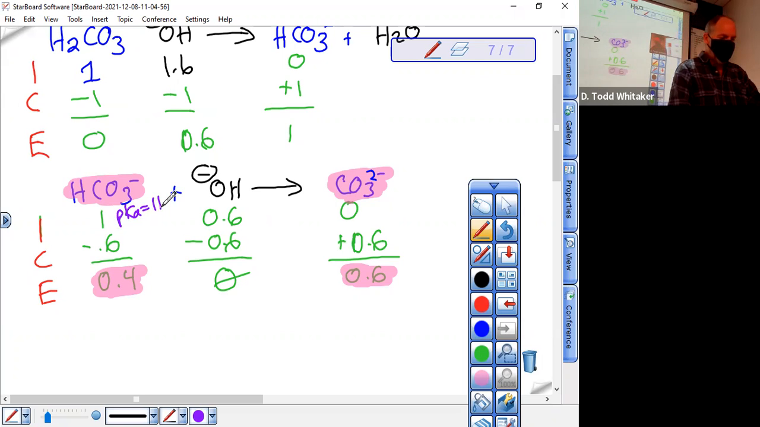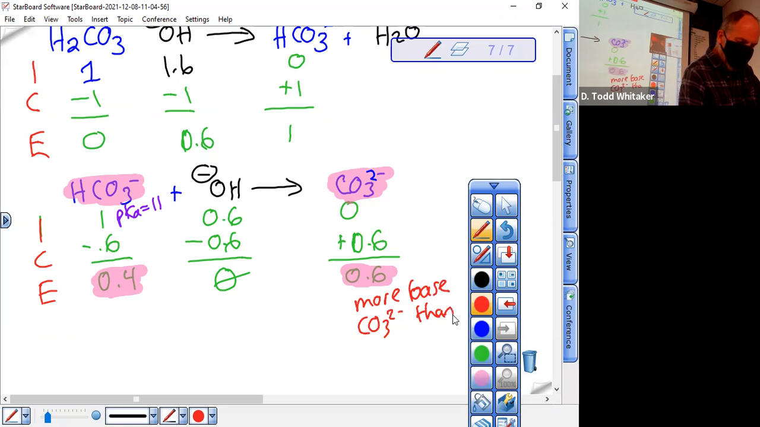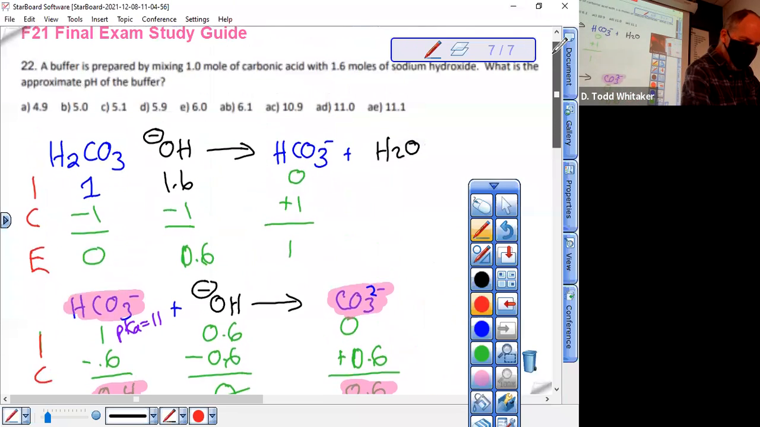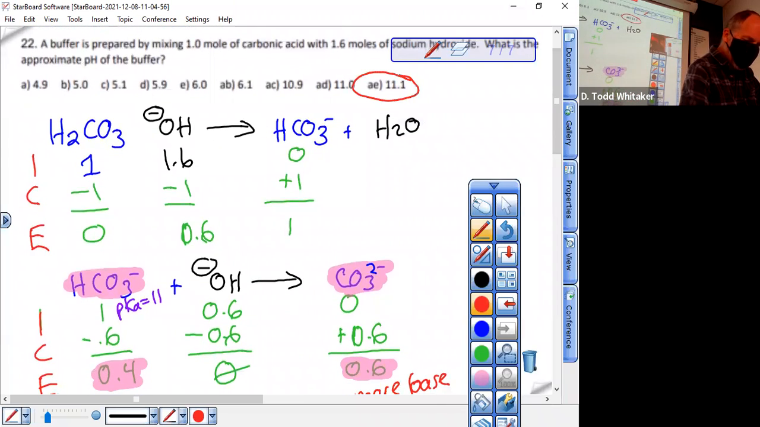Are we above or below 11 is a simple answer. We have more base, that's CO3 2 minus, than acid, HCO3 minus. pH equals pKa up. So I want to go a little higher than 11. And is that one of my answers, 11.1? It is. It's the last answer.